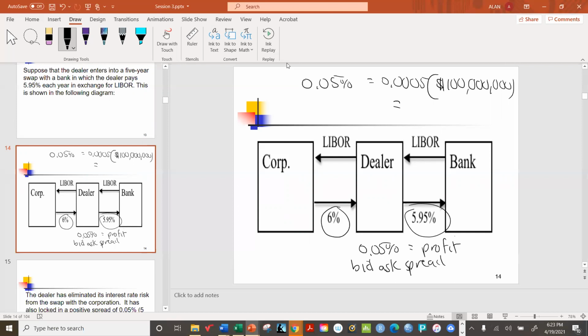$50,000. I'll take that for a few minutes of my time to arrange these transactions with the corporation and the bank. So I'll take it. Yes, if I'm the dealer, I'm happy with that, because I've locked in a profit, and I've also gotten rid of any risk that I had. So that's how the dealer protects himself and also makes money. If that spread wasn't available, there'd be no point in being in this market in the first place.